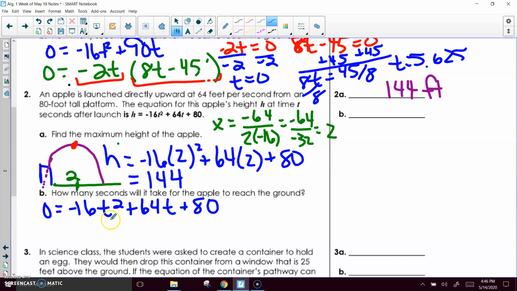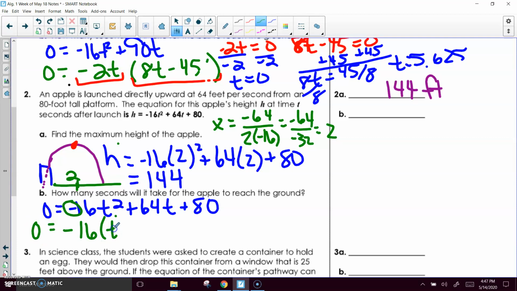Okay, again, we've got our 5 different ways to solve. I'm going to try and factor this, okay? See if it's factorable. Those are some pretty big numbers. I could plug in my quadratic formula, but let's see if we can factor it. Is there a number that 16, 64, and 80 are all divisible by? Let me give you a hint. The answer is yes. They're all divisible by 16. And because my leading coefficient is negative, I'm going to factor out a negative 16.